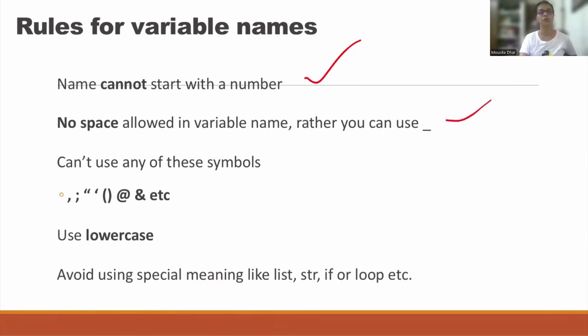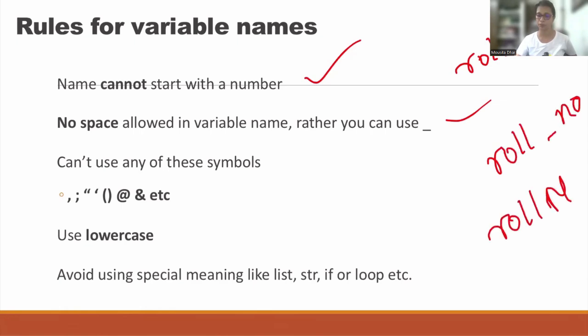The second rule is that no space is allowed. If you want to write roll number, for example, with a space, this is not possible. You have to write roll underscore number, or roll number together. This is possible. Only underscore is allowed. Other than underscore, no other symbols are allowed.